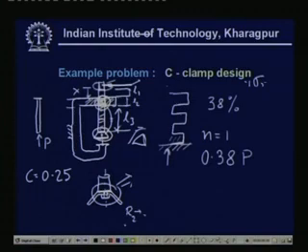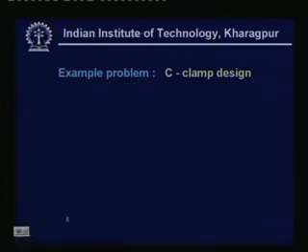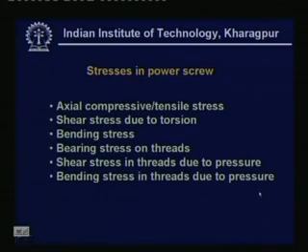So, this was roughly the design procedure of a C clamp. Now, let us make a summary. What are the stresses in a power screw? A power screw will have different kinds of stresses. One is axial compressive or tensile stress. Depending upon the situation, part of the screw may have compressive stress or part of the screw may have tensile stress, so you will have to calculate for both cases.